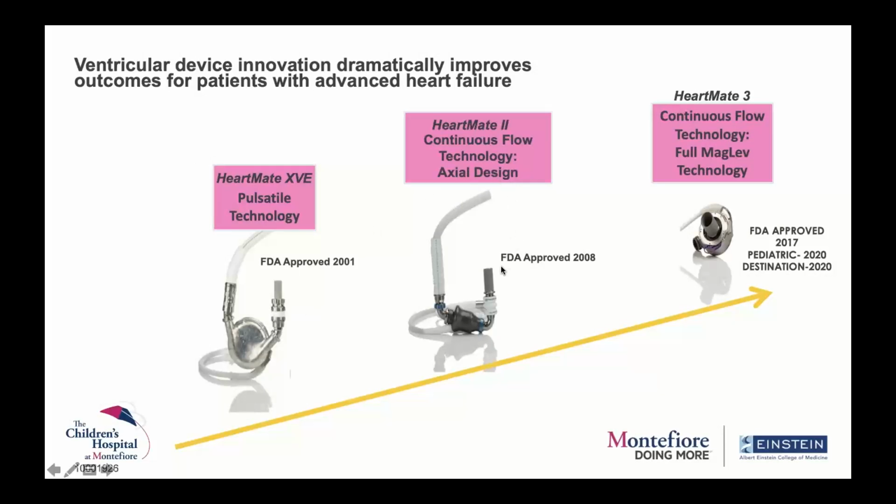But over a period of time, we've now seen many continuous flow devices. What this means is that you will not feel a pulse, but patients get a continuous flow of blood throughout their body using this assist device. The FDA approved the HeartMate 2 in 2008, but the most interesting device in the current era in the adult world is the HeartMate 3. The FDA approved it in 2017, and then in 2020, it got the pediatric label. In 2020, it was also approved for destination therapy and not just as a bridge to transplant.